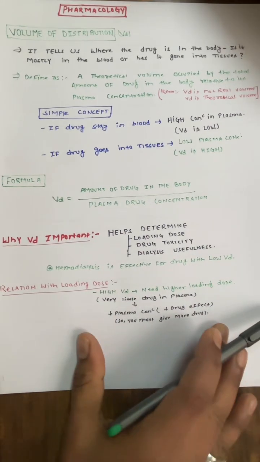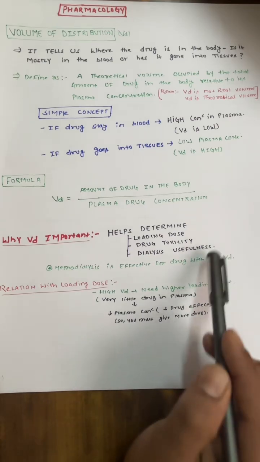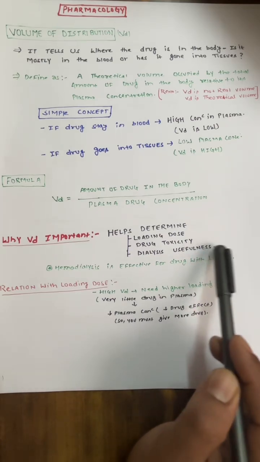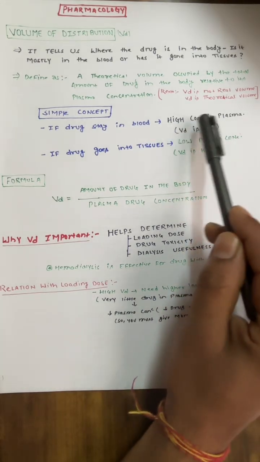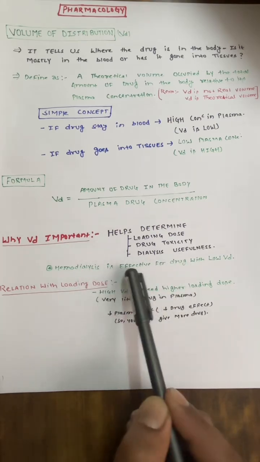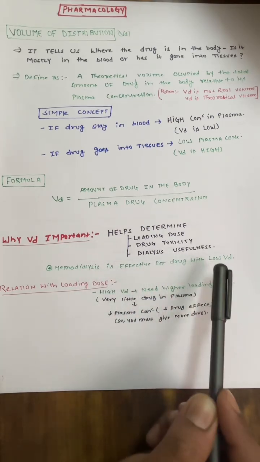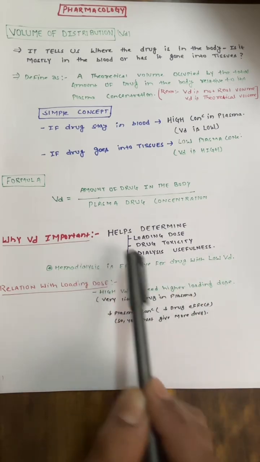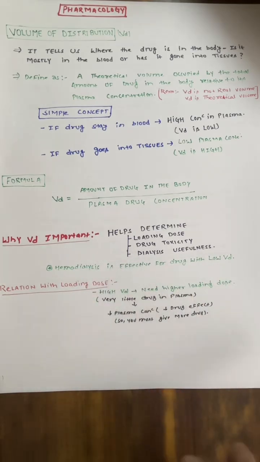So always remember that if any drug has low VD, it means the drug concentration is high in plasma. For those drugs, hemodialysis is very effective because the drug has been concentrated into plasma. So in those conditions we will do hemodialysis, okay?